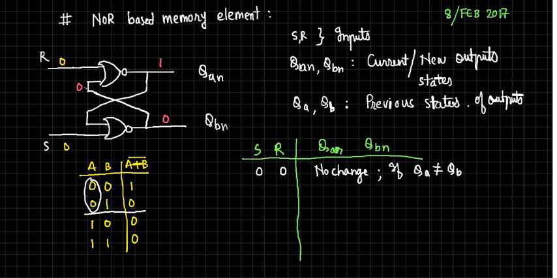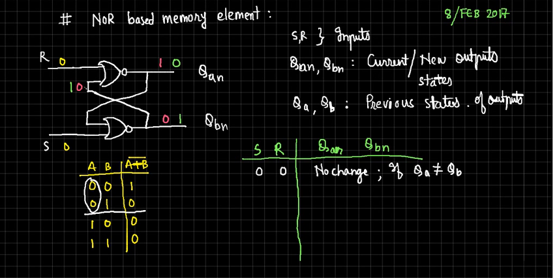I mean, the state will remain unchanged. There will be no change if these are different. Okay, assume that there is a 1 here. Assume that there is a 1 here. This 1 will be complemented as 0, and that 1 will also reflect here. So again, these states will be unchanged if QA and QB are different.